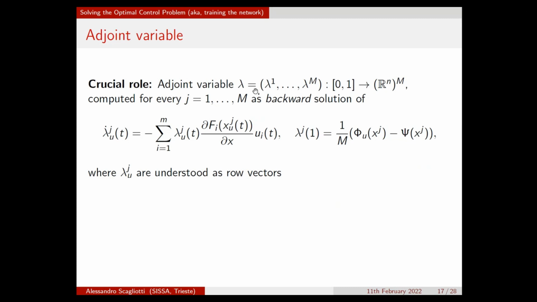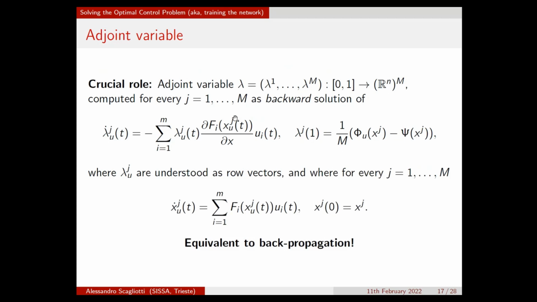These curves, these adjoint variables, satisfy this differential equation, which is linear with respect to lambda, and the Cauchy datum is assigned at the final point. It is not important to understand the dynamics of this differential equation. The only important thing is that the computation of the adjoint variable by solving this backward Cauchy problem is the continuous time equivalent of the backpropagation.